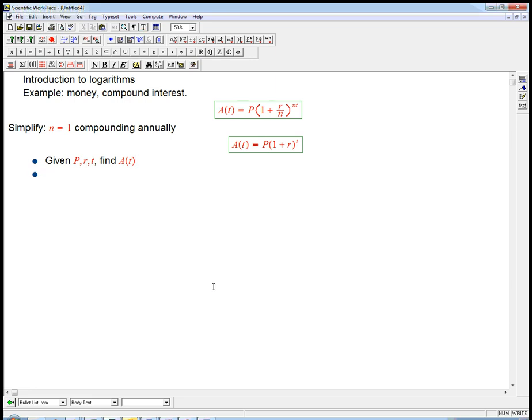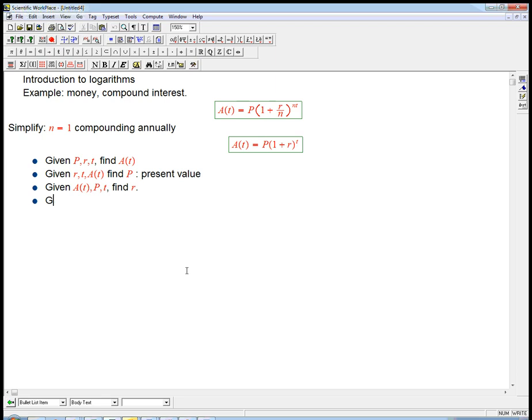More interesting is a question like: given R, T, and A of T, how much money do I want to end up with in the future? Find P. And that's known as the present value problem. How much money do I have to have now to end up with a certain amount of money in the future? We can even have: given A of T, how much money I want in the future, P, how much money I have now, and T, find the desired interest rate. That's a little trickier. It involves taking a root.